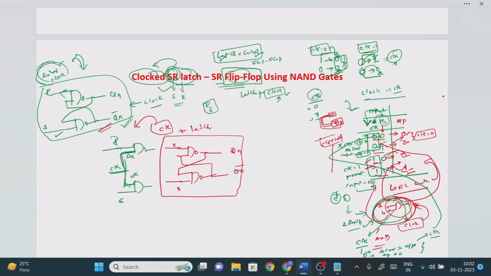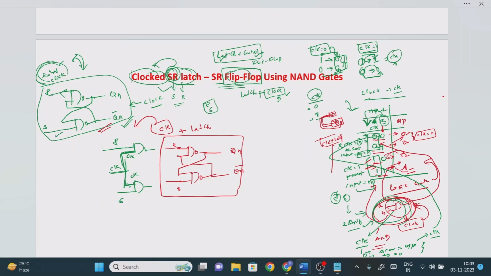Now what is this terminal value? R value. What is this terminal value? S value, right? And what is this point? We call it the clock signal. And what is this? We call it the latch. So the combination of the clock plus latch is what we call the flip-flop operation, right? So this is how we design the flip-flop by implementing the clock signal value.